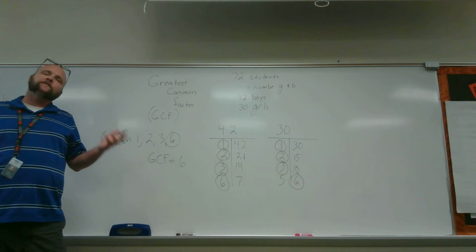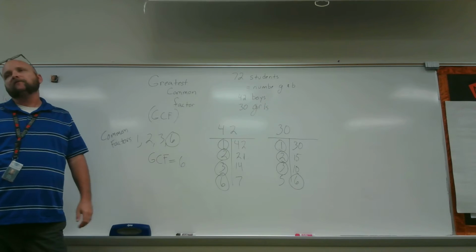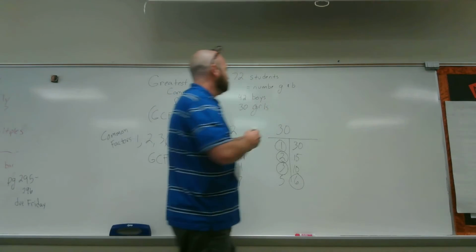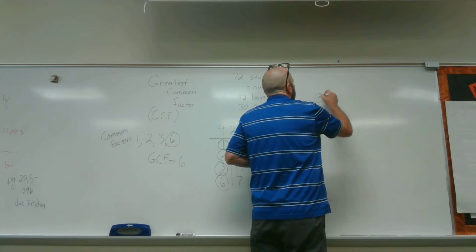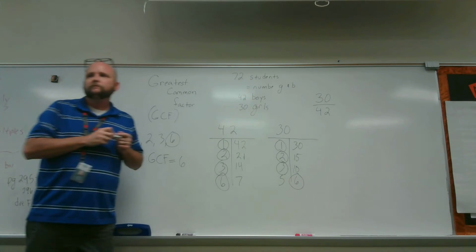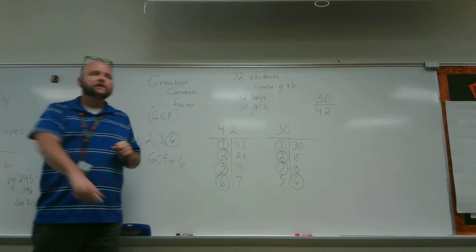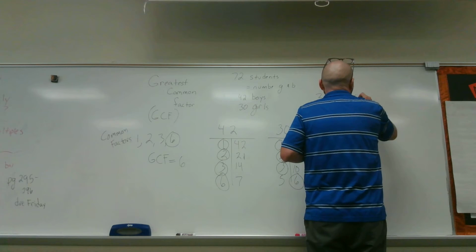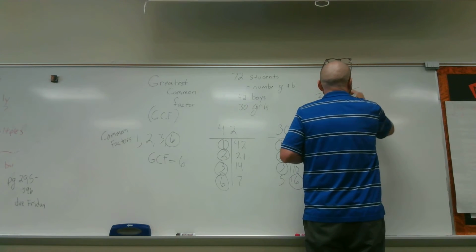Now, where might you have seen this when you were simplifying fractions last year? And don't lie to me and tell me you haven't. If you had the fraction 30 over 42, and it said, put this in simplest form, you would divide these both by 6.